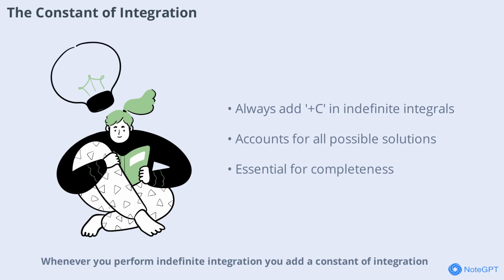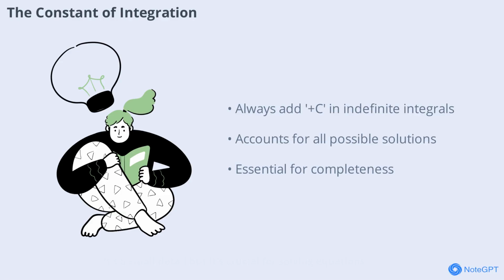Whenever you perform indefinite integration, you add a constant of integration, usually denoted as c. This is because differentiating a constant gives 0, so any constant could have been present in the original function. Including this constant ensures that all possible solutions are captured. It's a small detail, but it's crucial for solving equations and understanding the full set of antiderivatives.